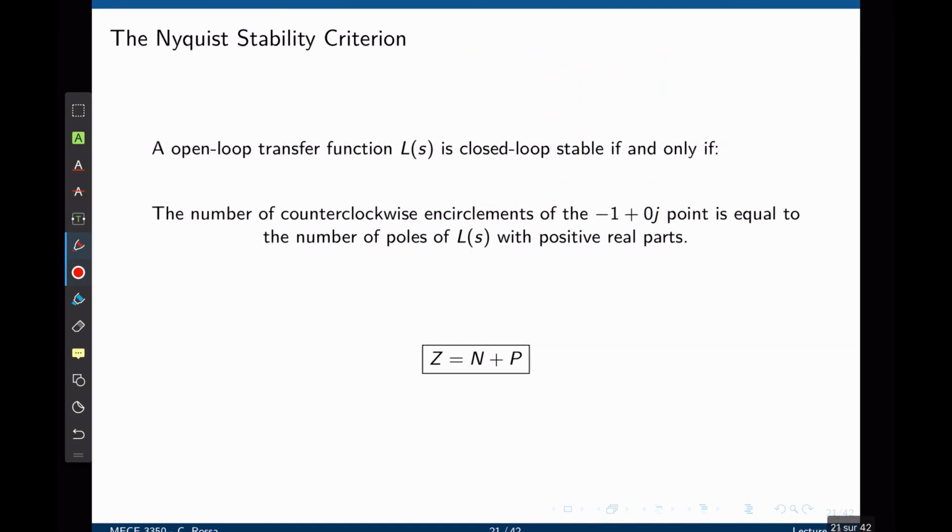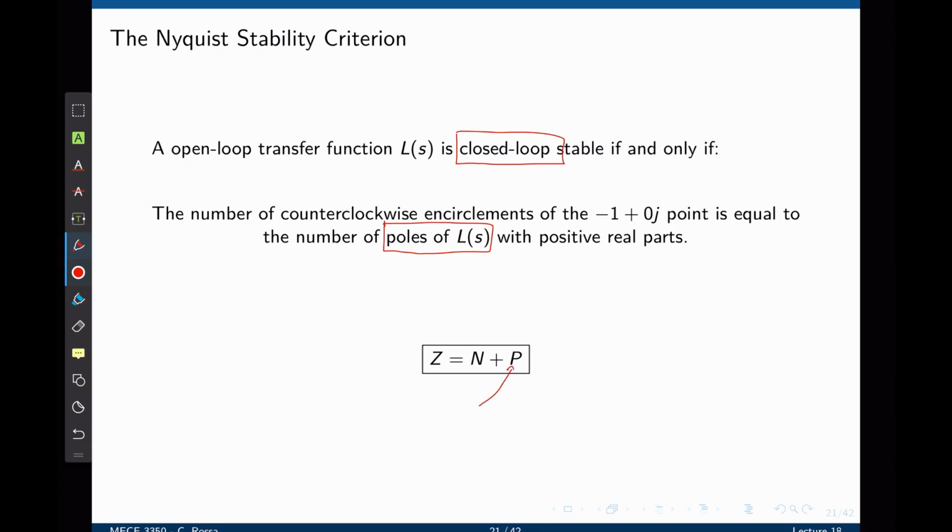And here is the stability criterion. This is as simple as it gets. An open loop transfer function L of s is closed loop stable if and only if the number of counterclockwise encirclements of -1 is equal to the number of poles of L of s with positive real parts. Poles of L of s, poles of the open loop transfer function, and we are now assessing the closed loop stability based on the open loop transfer function.